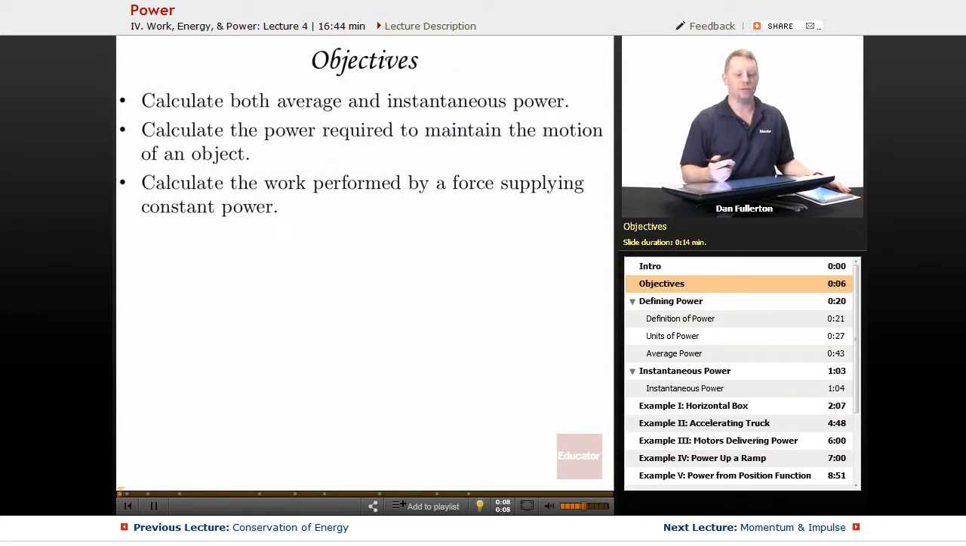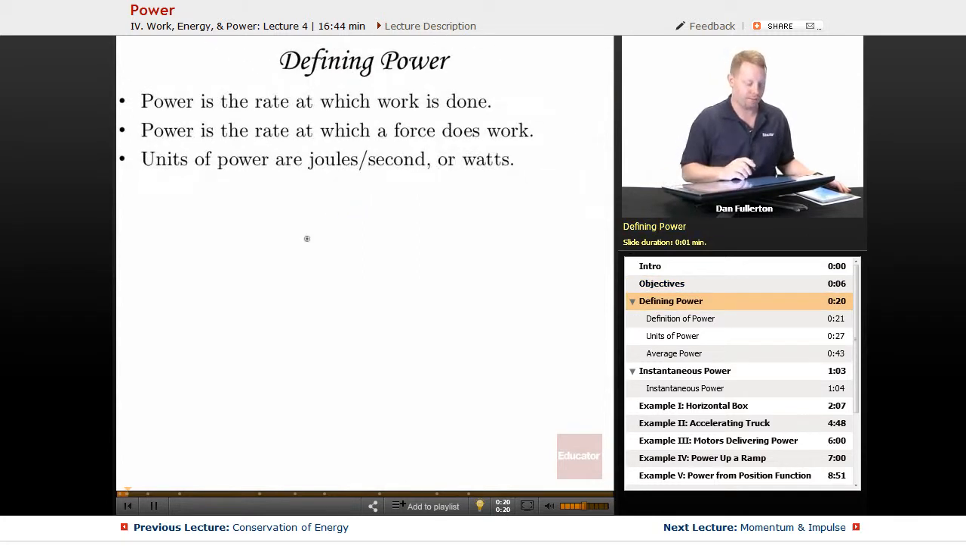In this lesson we're going to talk about power. Our objectives include calculating average and instantaneous power, calculating the power required to maintain the motion of an object, and calculating the work performed by a force supplying constant power. So let's start by defining power.